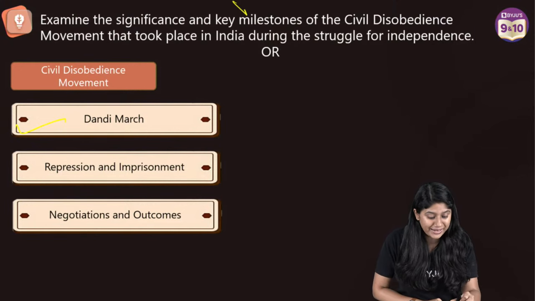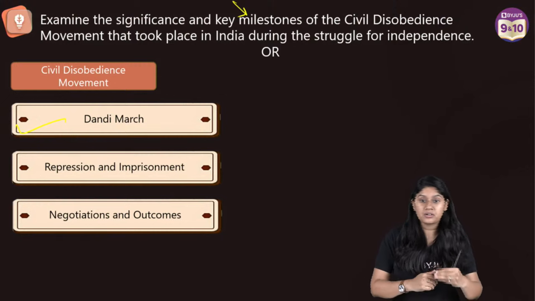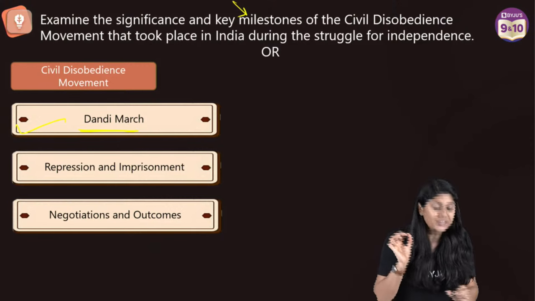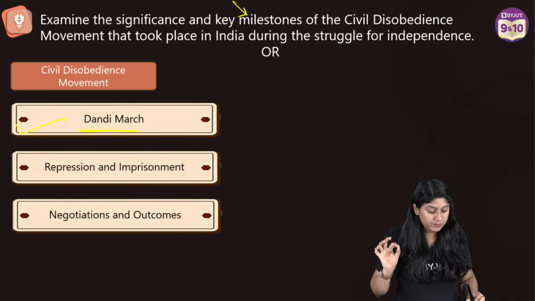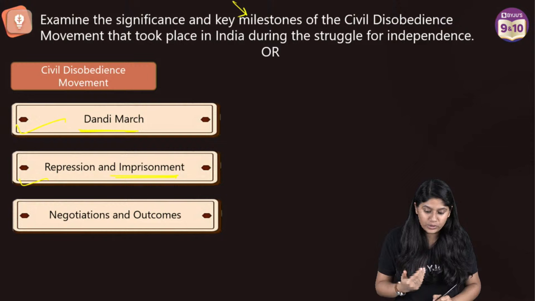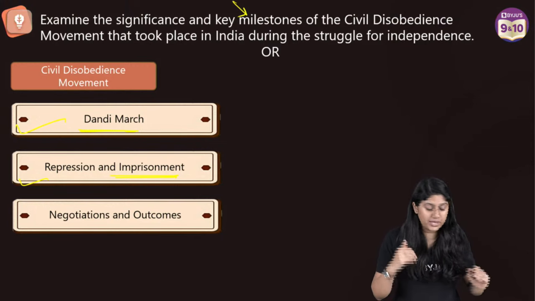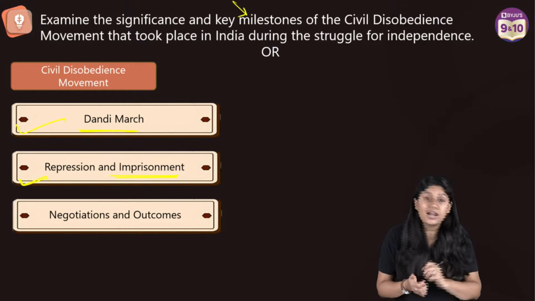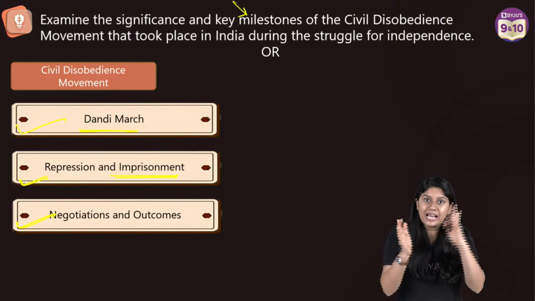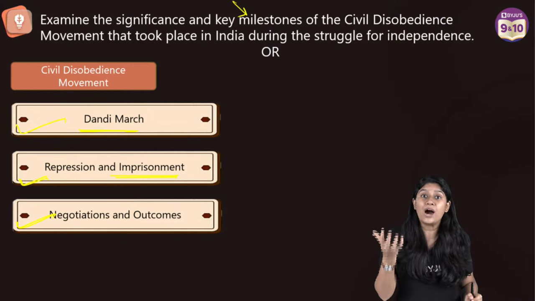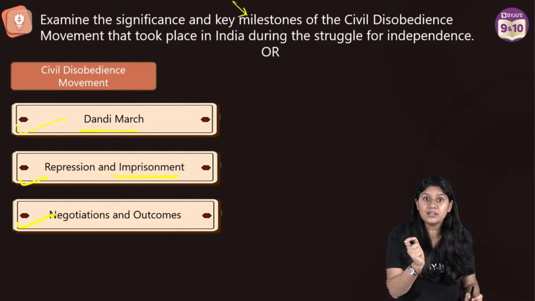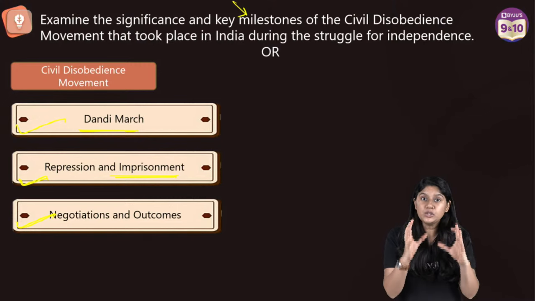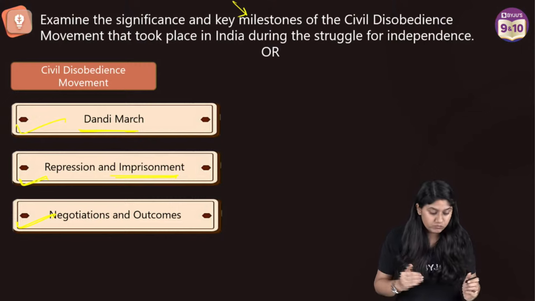So Dandi March was a key milestone that happened. We all know that Gandhiji marched, right, from Sabarmati to Dandi, and there, of course, he made the salt and broke the law. Clear? So this is a very, very important milestone in the civil disobedience movement. After that, we have the repression and the imprisonment. We know that once the civil disobedience movement started, what happened? We saw that the Britishers were becoming a little bit restless. Now they are arresting our people and putting them behind jail. During that time, a lot of negotiation was happening, but there was no outcome of those negotiations. We clearly remember the Irwin and Gandhiji discussion, right? And the second round table conference also. Clear, everyone? So even though the discussions and negotiations were happening, there was no result.